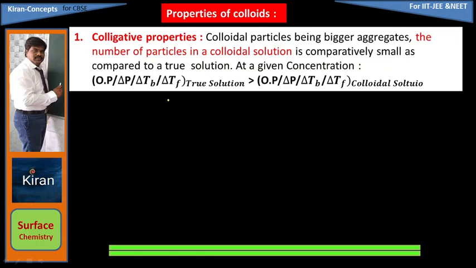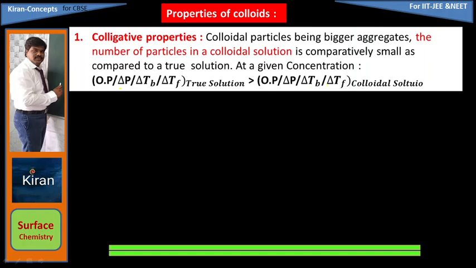In what way? When you observe the osmotic pressure of a true solution and of a colloidal solution, the osmotic pressure of the colloidal solution is less than that of the true solution. The relative lowering of vapor pressure is high for a true solution, and when you add colloidal particles to the true solution, the lowering of vapor pressure will be less.